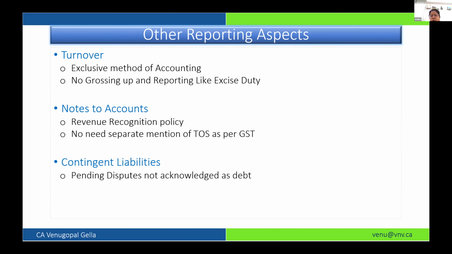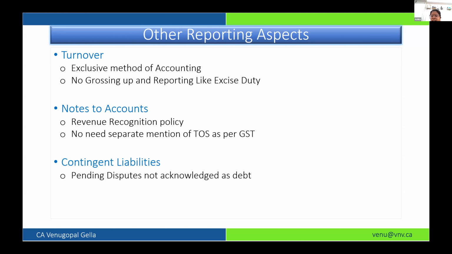Now, another reporting aspect to be noted is that in notes to account, we write our method of accounting, how we are accounting, cash basis or mercantile basis. Most of the time now we are not reporting gross up. It's ITC, taxable value only that we are reporting.